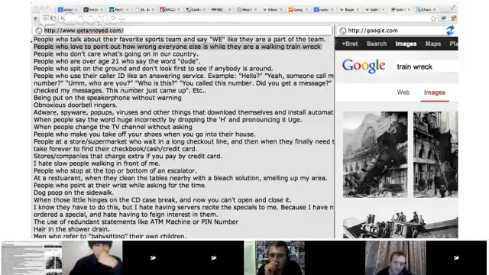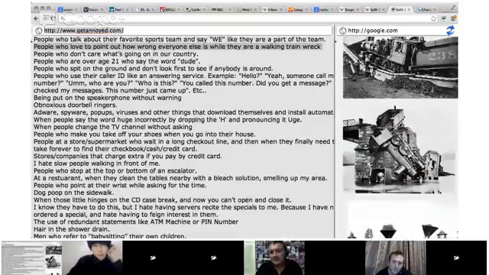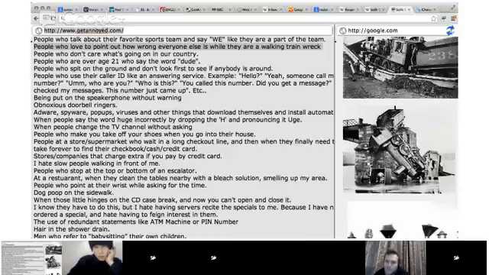Okay. So let's see here. So Selma, and I'll need to explain this, Selma, but it's okay. Can you read this? People who love to point out how wrong everyone else is while they are a walking train wreck. Yeah, so this is a train wreck, okay? But a train wreck is an idiom for somebody whose life is a mess, okay?